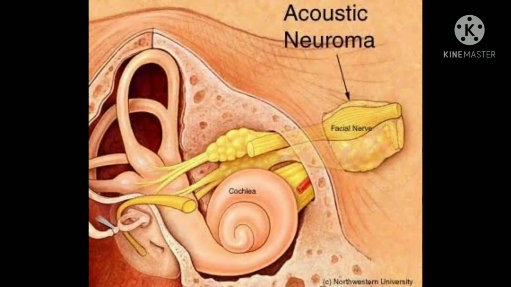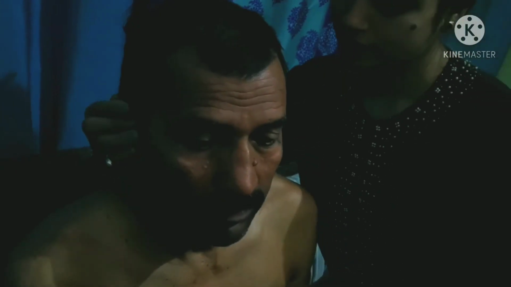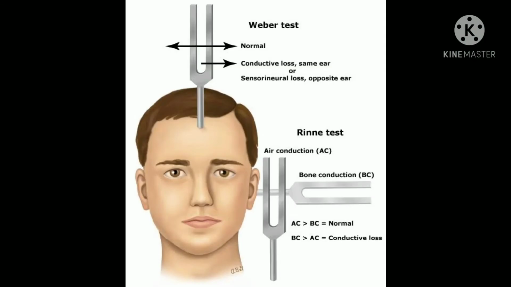Cranial nerve 8, the acoustic nerve, mediates hearing and vestibular function. Assess hearing with the whispered voice test. If hearing loss is present, test for conductive or sensorineural loss. Test for air and bone conduction using the Rinne test, and lateralization using the Weber test.